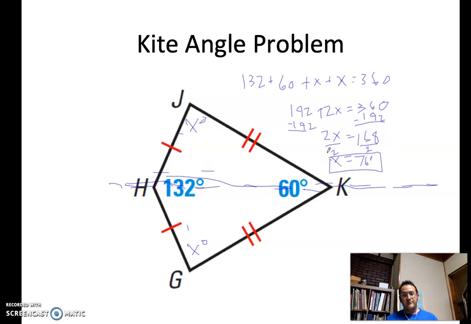So there are a lot of properties with trapezoids and kites. So the main thing that you do want to do is think symmetry. Also think about the properties as well. Those properties are kind of a roadmap as to how to solve the problems.